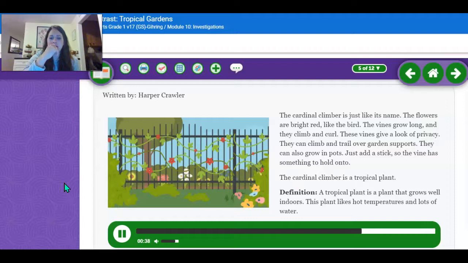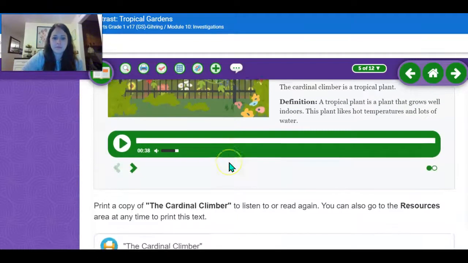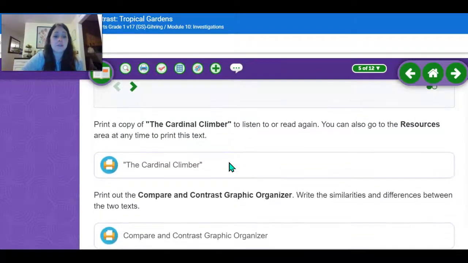The Cardinal Climber is a tropical plant. Definition: a tropical plant is a plant that grows well indoors. They like hot temperatures and lots of water. Okay, so you also have that in your workbook.